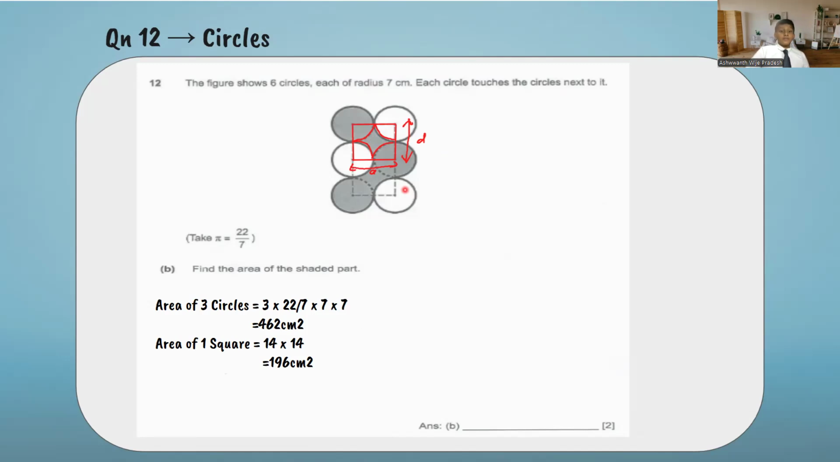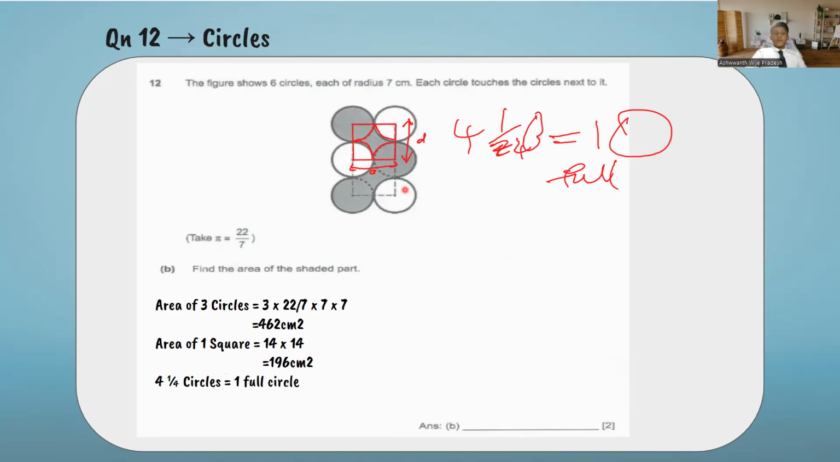Then the area of 4 quarter circles is actually 1 full circle. So 4 quarter circles equals 1 full circle. So 22/7 times 7 times 7 is 154. Then the diamond shape is 196 square minus 154 the circle, which is 42 cm squared.